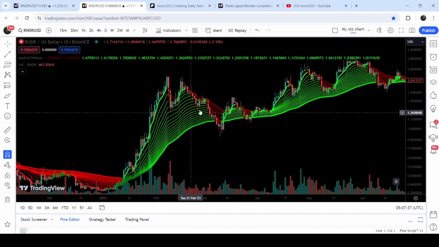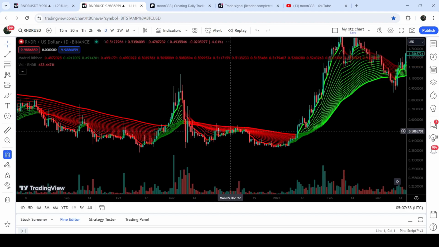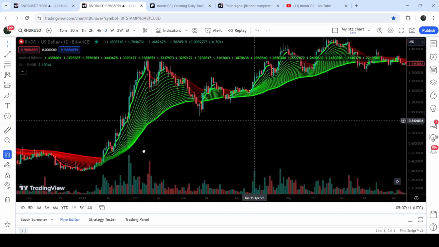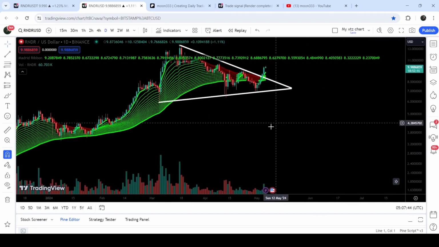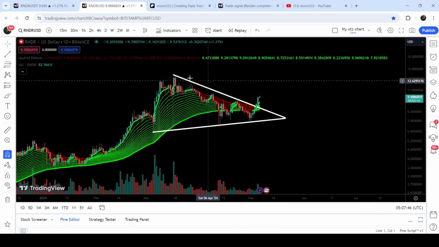Here, it worked as a support. Before that, here, it worked as a resistance. And now, again, we have broken out, and at the same time, we have also broken out this symmetrical triangle as well.